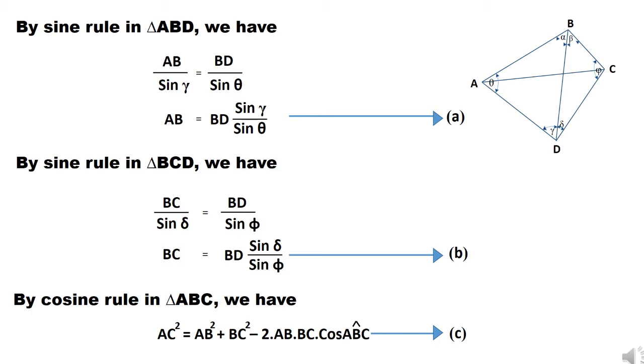Now considering the ABC triangle, the length of AC is given and AB and BC are known in terms of BD, and the angle ABC equals alpha plus beta. Now applying cosine rule in ABC triangle, we have AC square equals AB square plus BC square minus 2 into AB into BC into cos ABC. It's noted as equation C.